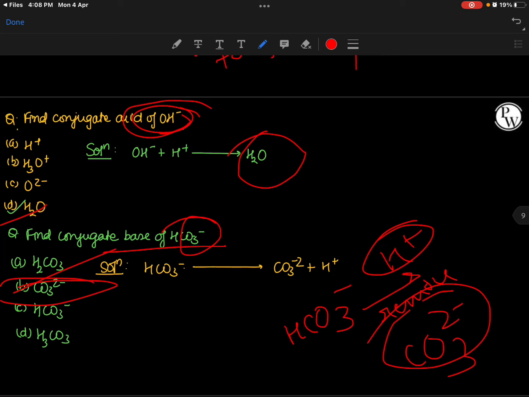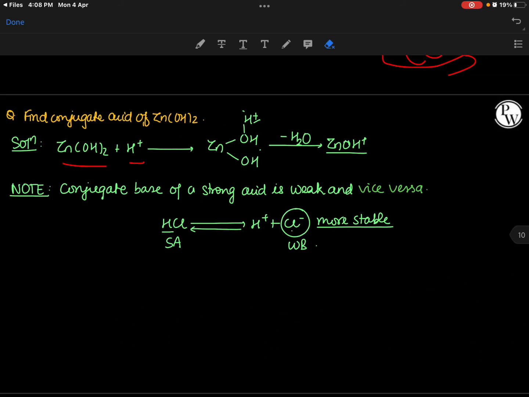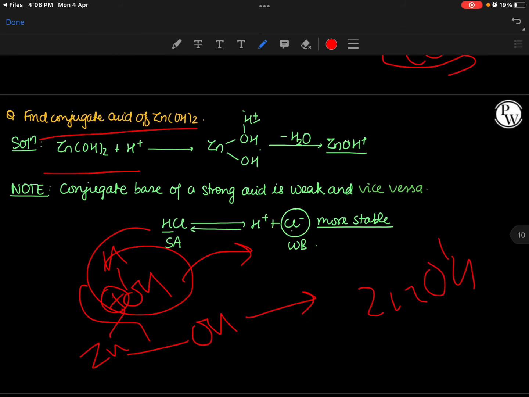Okay, now find the conjugate acid of Zn(OH)2. As we know, Zn(OH)2 is in this form, and if we want to find the conjugate acid, then we will add one H plus, and this becomes like this, and after that water gets out and forms Zn(OH) plus, which is the conjugate acid of Zn(OH)2.